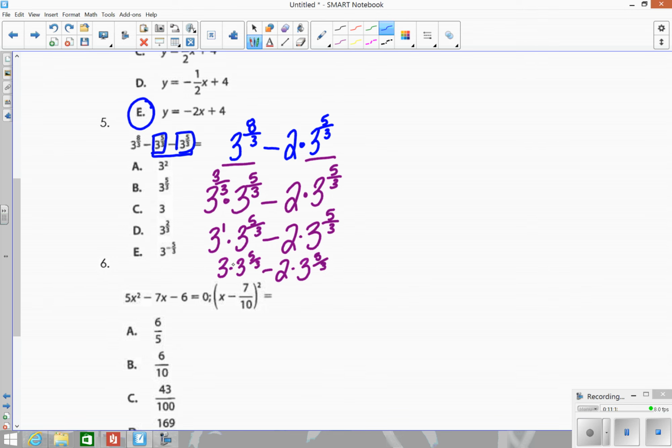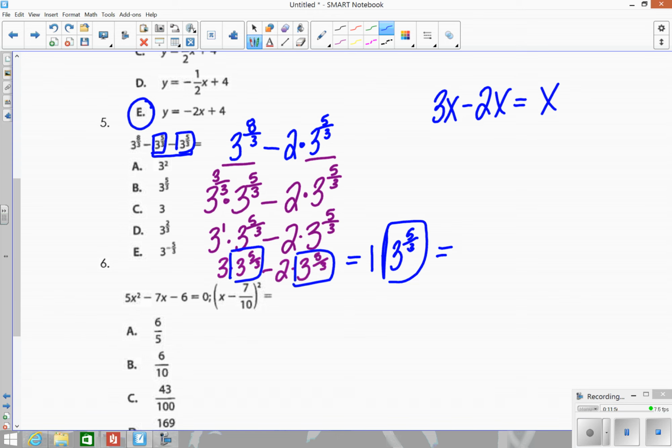So now this seems a little bit weird, but basically we have like terms again. So think of it this way. If I had 3x minus 2x, we would get x, right? We would have 3 minus 2 and get 1, and we just kind of carry along the x's. So almost think of this expression here as an x. So I have 3 of them, and then I take away 2 of them. That tells me that I'm going to be left with 1 of them. So that means I'm going to be left with 1 of these. So my answer, 1 times this, is just going to be 3 raised to the 5/3. So that would be our final answer here. So choice B.